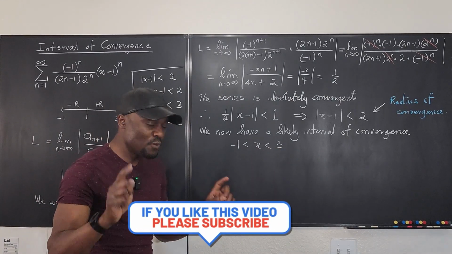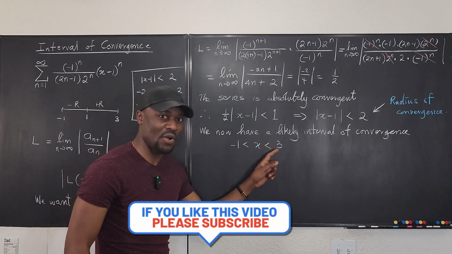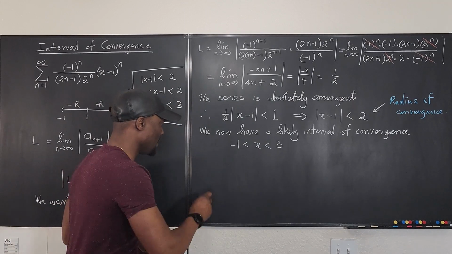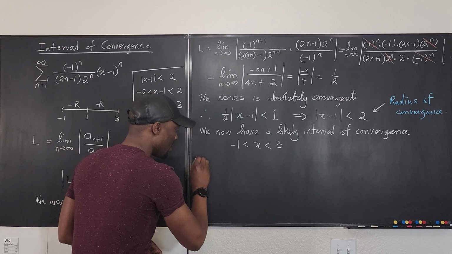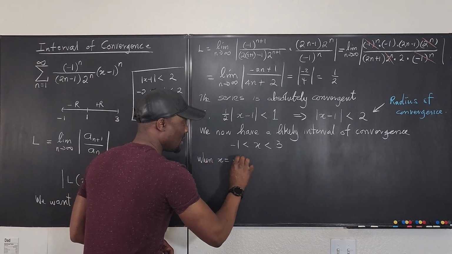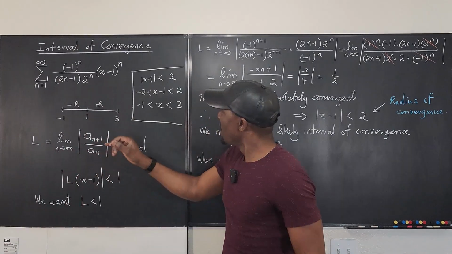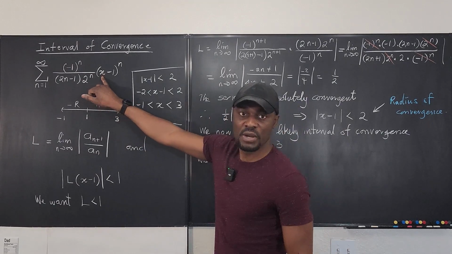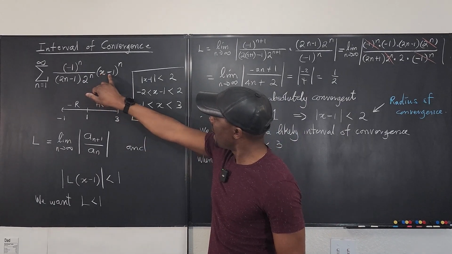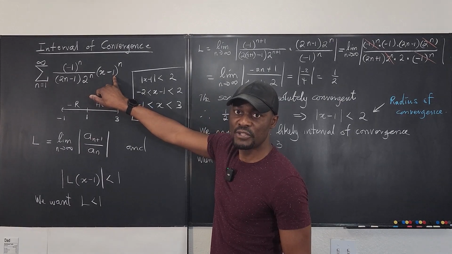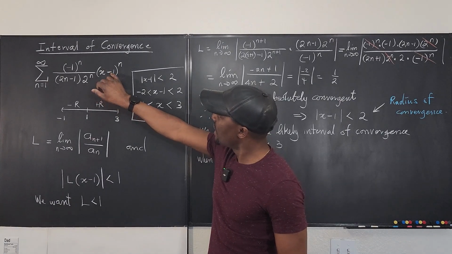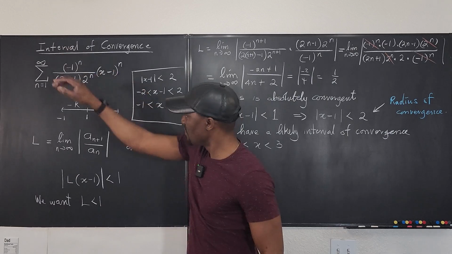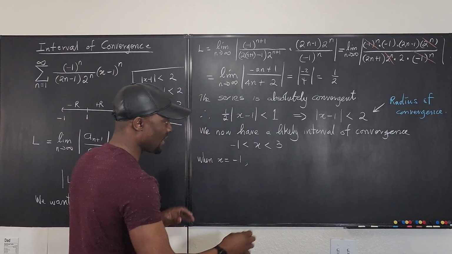Now, can we take this as the interval? Can x be 3, or does it have to be strictly less than 3? Now we need to test. So we test when x equals negative 1, what's going to happen? If we have this negative 1 for the value of x, let's put negative 1 here. Negative 1 minus 1 will give you negative 2 raised to power n, times negative 1 raised to power n. What do you get? Okay, let's do the work. I'll get rid of it when I'm done.